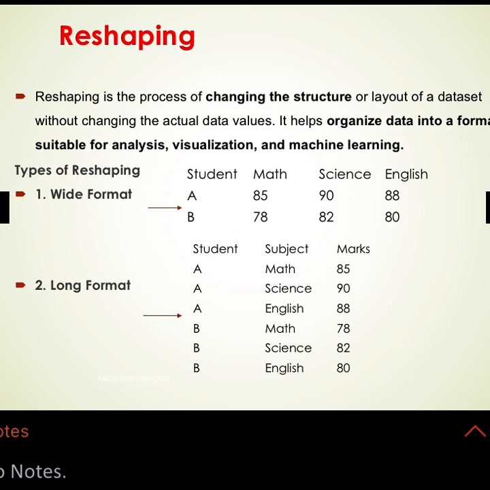So what are the types of reshaping? There are basically two types: wide format and long format. Wide format means the width will be more, consisting of more columns. The number of columns will be more, so automatically the width increases. Another type is the long format. Long format means the length will be more, that is, the number of rows will be more in this type.